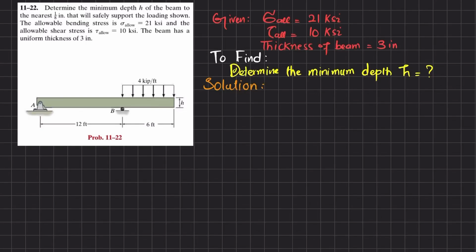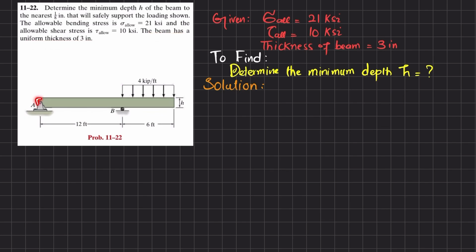Welcome back. Problem 11-22. The statement is: determine the minimum depth h of the beam to the nearest 1/8 inch that will safely support the loading shown. The allowable bending stress is 21 ksi and the allowable shearing stress is 10 ksi. The beam has a uniform thickness of 3 inch.